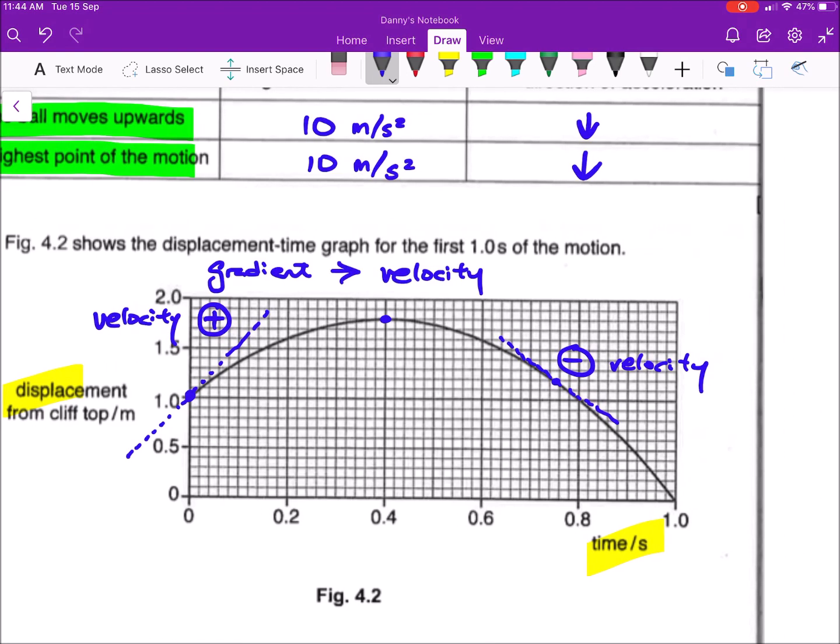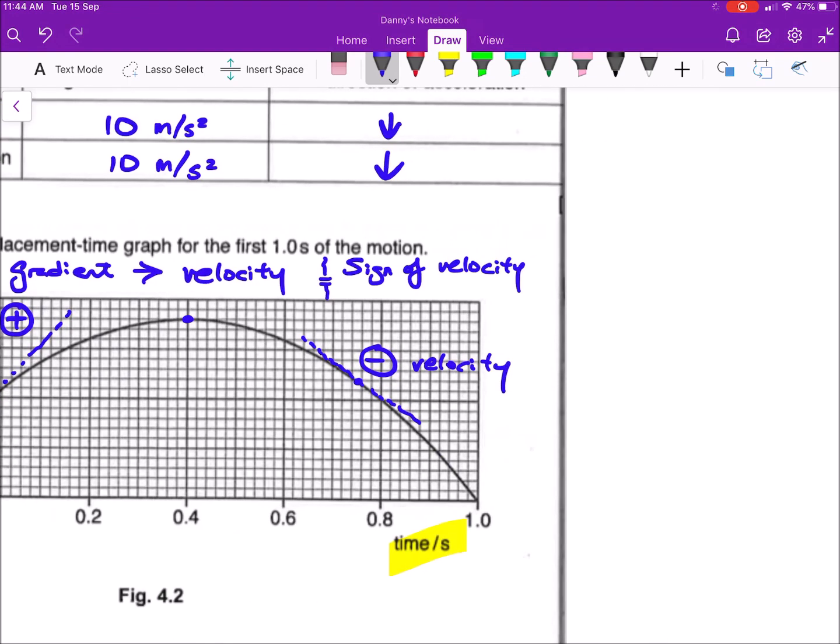One more thing you may want to take note of down here is that the sign of your velocity, in this case, basically the gradient, will indicate to you the direction of motion.